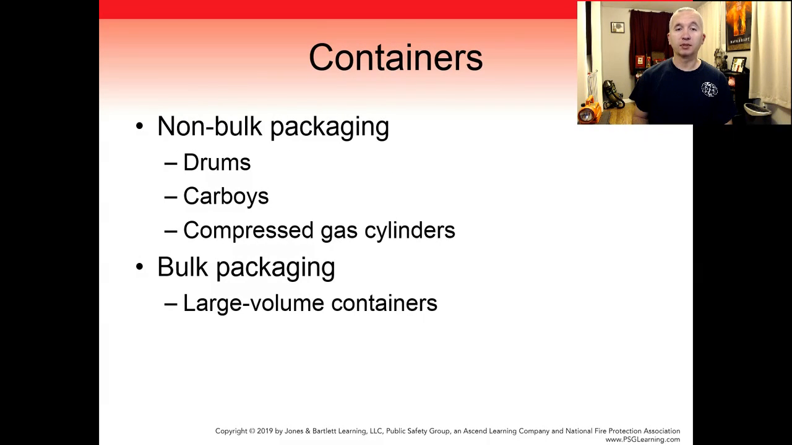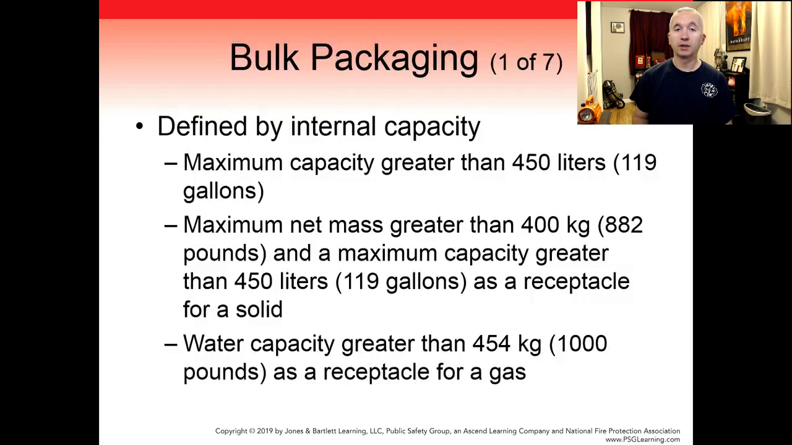Chemicals come in different types of containers. Examples can include non-bulk packaging, such as drums, carboys, and compressed gas cylinders. Or they can come as bulk packaging with large volume containers identified by their initial capacity based on maximum capacity of greater than 119 gallons, maximum net mass greater than 882 pounds, and a maximum capacity of greater than 119 gallons as a receptacle of a solid. Water capacity greater than 1,000 pounds as a receptacle for gas.